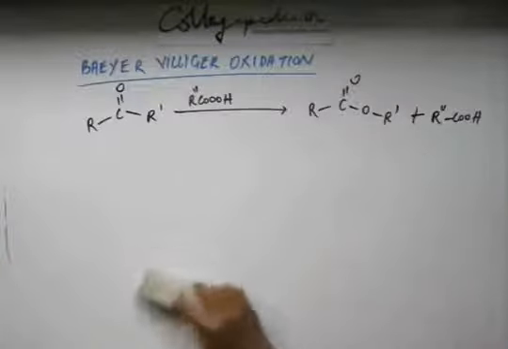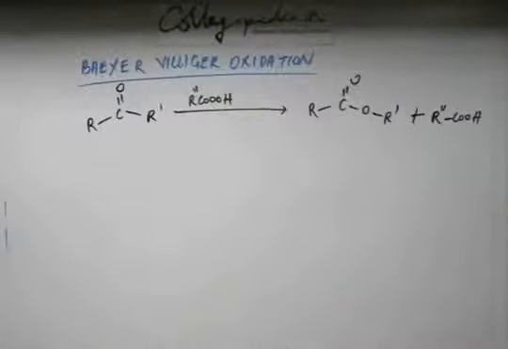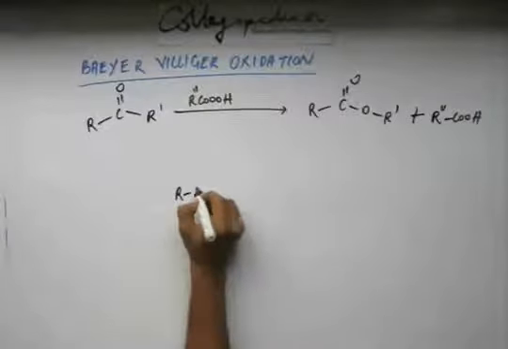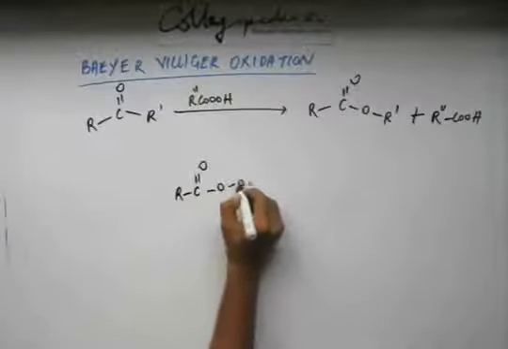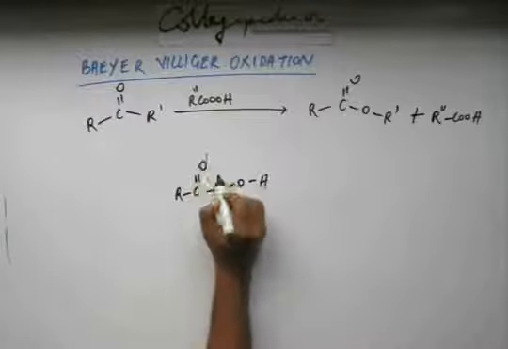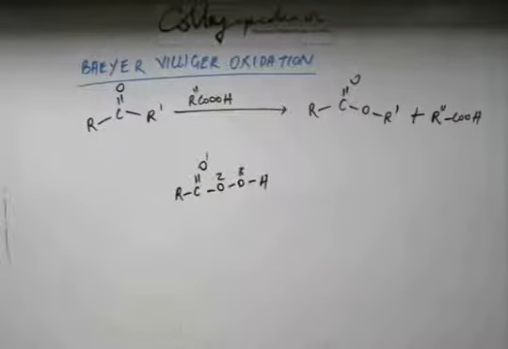Let's see the mechanism, how it happens. Now this is the structure of peroxyacid. There are 3 oxygens, 1, 2, 3. Now you have to quickly identify which one is most basic.